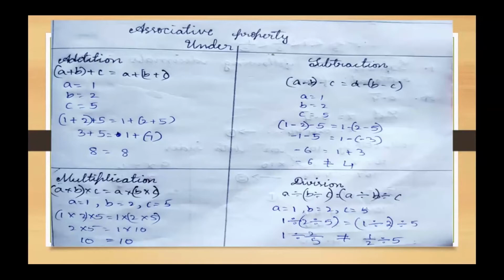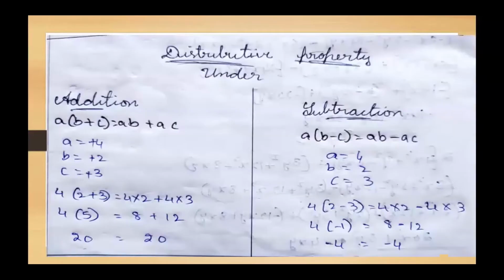Division: A divided by B divided by C is not equal to A divided by B divided by C in a different order. Let A equal 1, B equal 2, C equal 5. Then 1 divided by 2 divided by 5 is not equal to 1 divided by 2 divided by 5 when grouped differently.